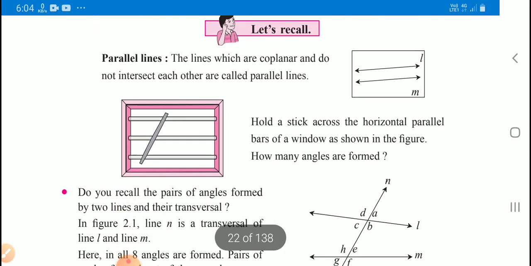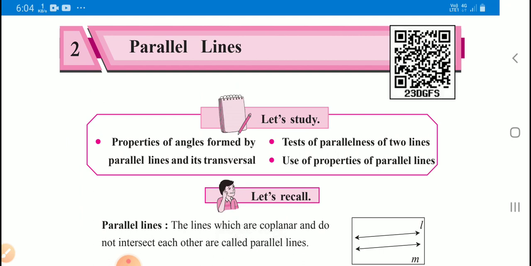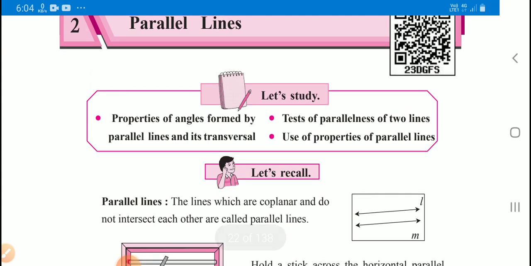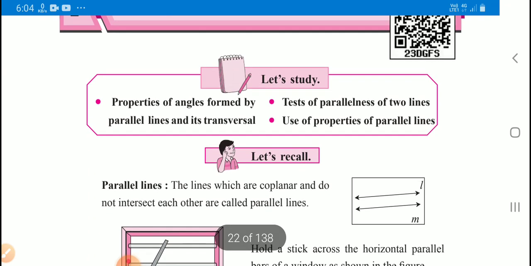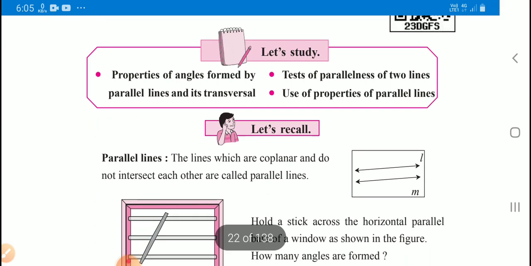The second topic from part 2 mathematics, that is parallel lines. In this topic we will study properties of angles formed by parallel lines and its transversal. Second one, the test of parallelness of two lines. Next is use of properties of parallel lines. Now, for that, first let us recall.